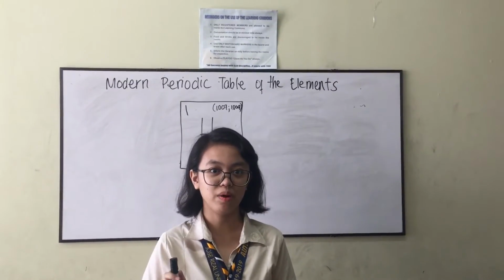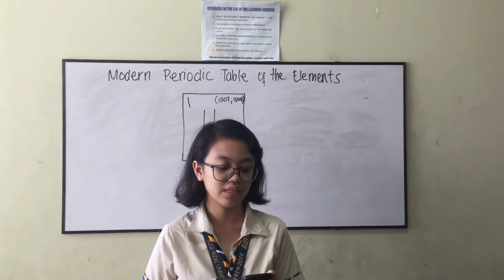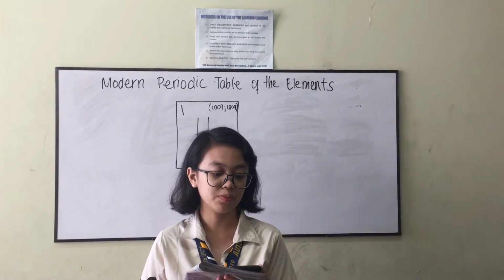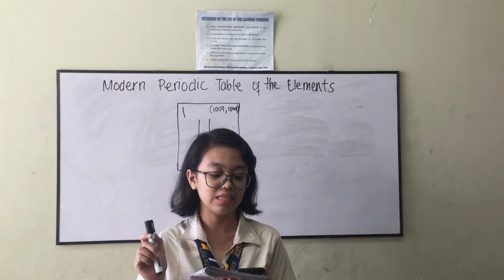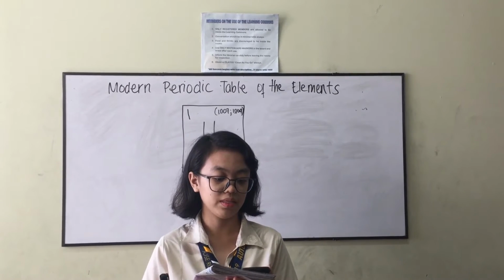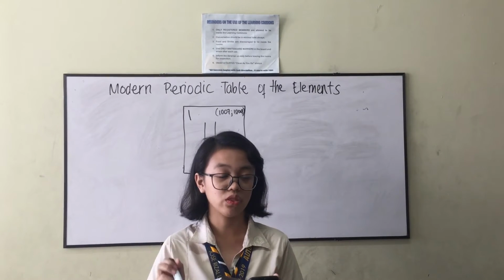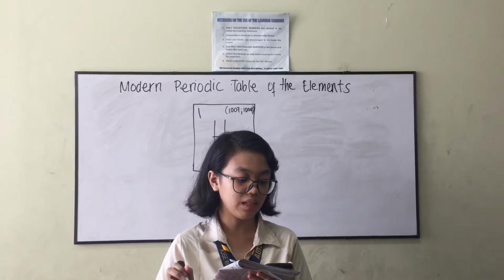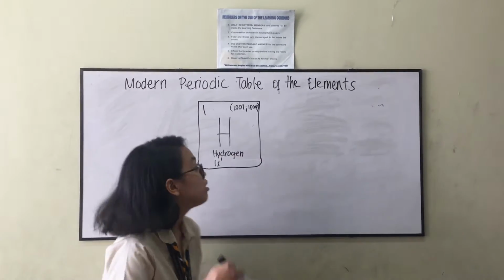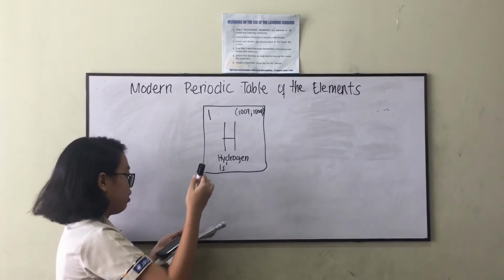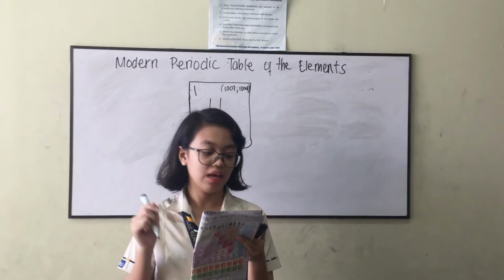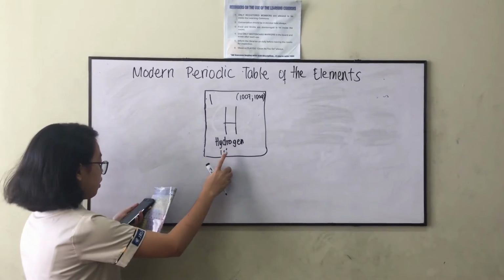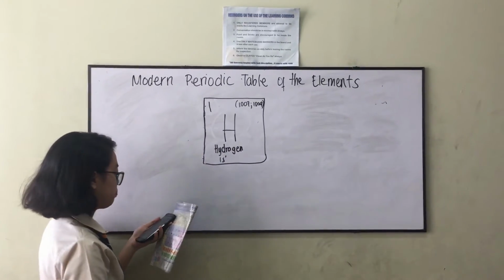Our next lesson is about the modern periodic table of elements. The periodic table, also known as the periodic table of elements, is a tabular display of chemical elements which are arranged by atomic number, electron configuration, and recurring chemical properties. Now, this is an example of an element in the periodic table.